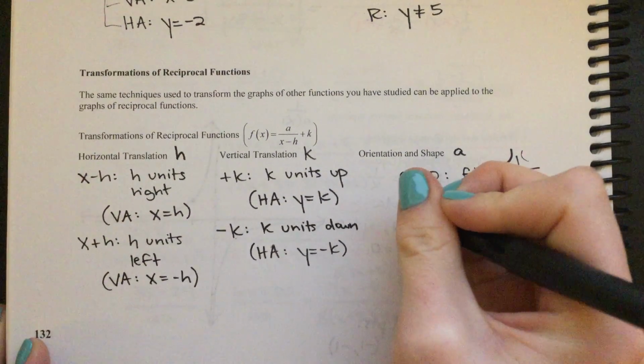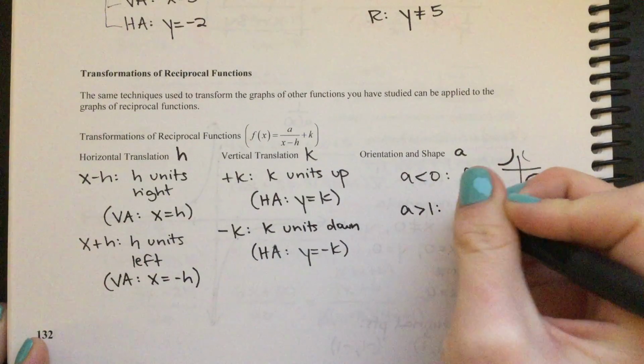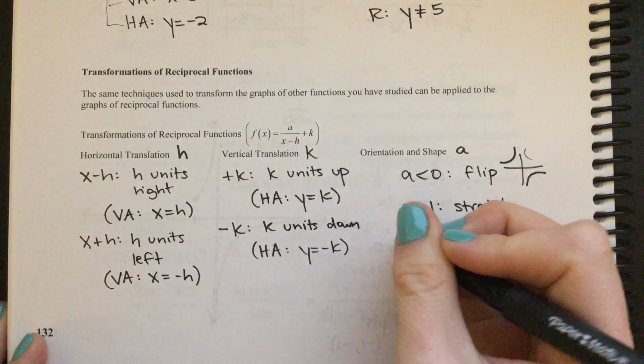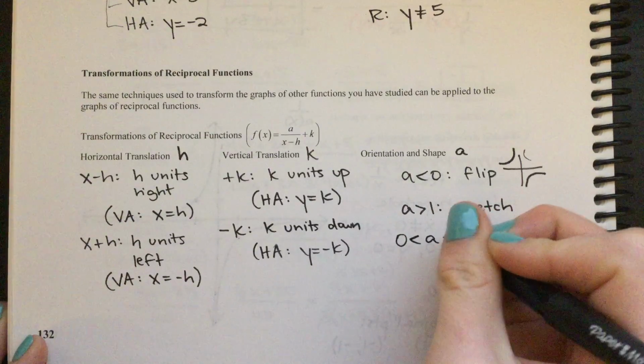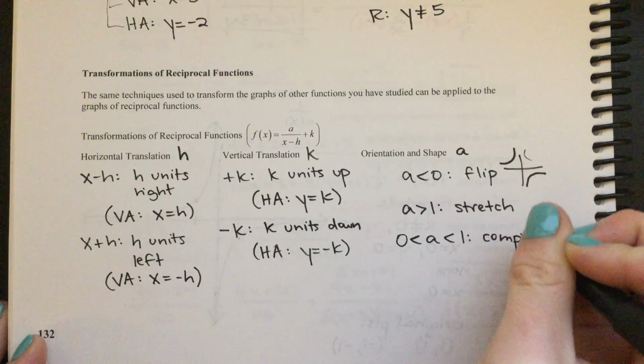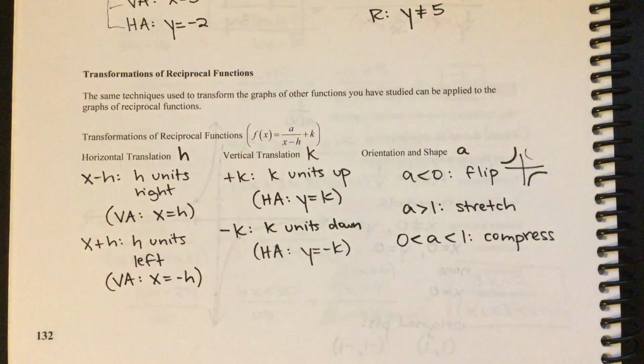If A is greater than 1, it's going to be stretched, and we'll talk about how that affects your new points. And if A is a fraction, it's going to compress your graph. And again, we will talk about how that affects your new points, because A always ends up multiplying the original points to get your new points. So let's look at some quick examples here.